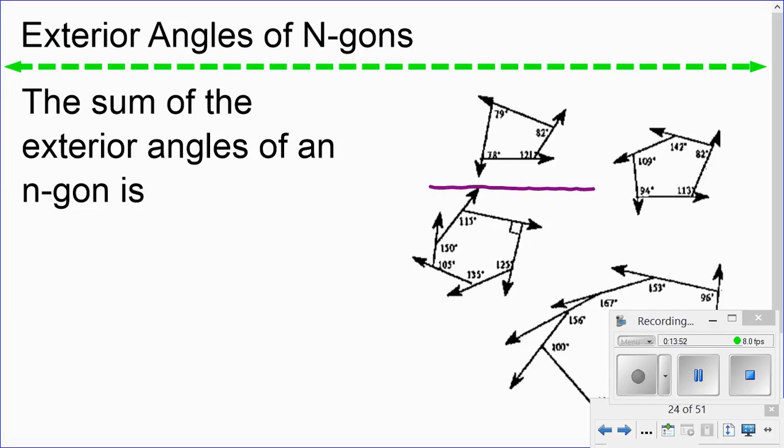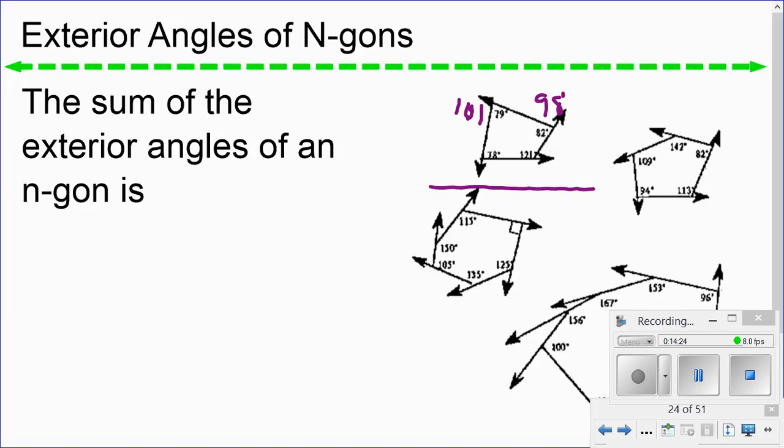So I'm going to start with this 79-degree interior. I see that the exterior is the linear pair with 79. So I'm going to do 180 minus 79, and that'll give me 101. And that's going to be that exterior right there. I'm going to do that all the way around this polygon. So I'm going to subtract 180 minus 82, and that'll get me 98, which is this angle here.